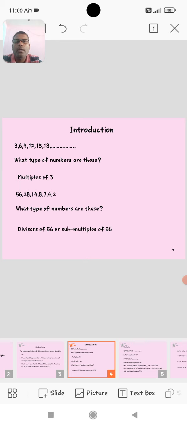Now you observe the same way: 56, 28, 14, 8, 7, 4, 2. What type of numbers are these? These are called divisors of 56 or submultiples of 56. Are you clear? 3, 6, 9, 12, 15 are called multiples of 3, and 56, 28, 14, 8, 7, 4, 2 are called divisors of 56 or submultiples of 56.